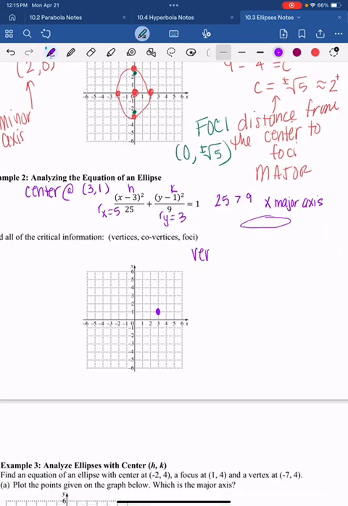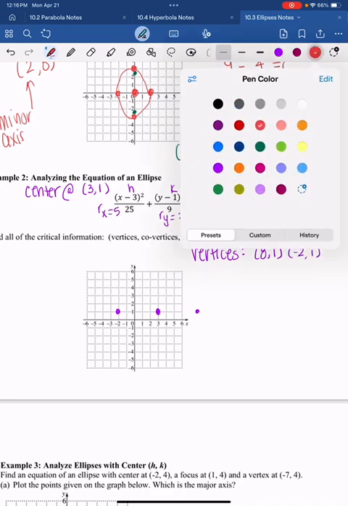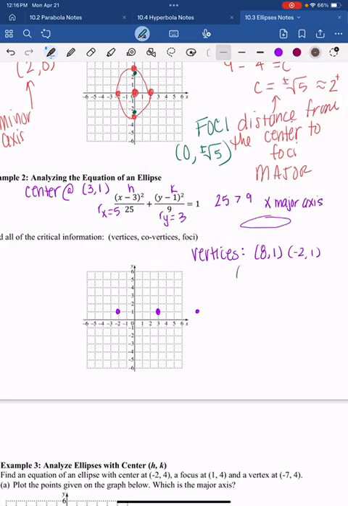Okay, so my vertices. From the center, I'm going to go 5 to the right. So that's like here-ish. I'll make sure that you have one that fits on the graph. So that point is going to be 8, 1. And I'm going to go 5 to the left. And that point is going to be negative 2, 1. Okay, so notice that my x radius, the center was at 3. So I did 3 plus or minus the x radius.